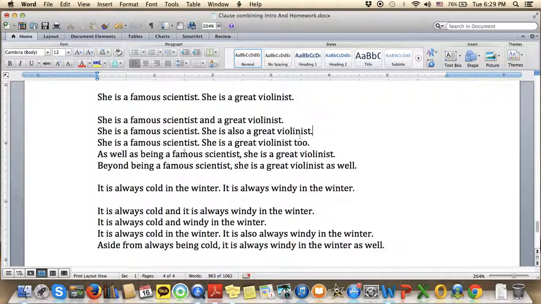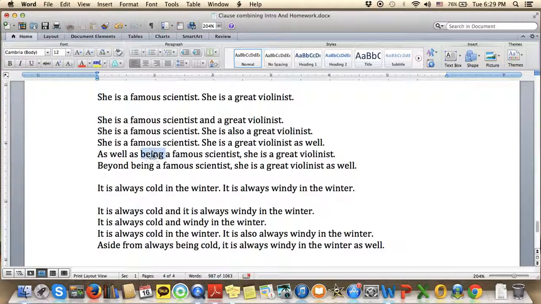Okay, I could do this. She is a famous scientist. She is a great violinist, too. I could change this to "as well." That's another one that would work. Here's another one: "as well as." Oh, just like we looked at before. "As well as," a preposition. "Being a famous scientist." Aha. She is a great violinist. Great. No big issue right there.